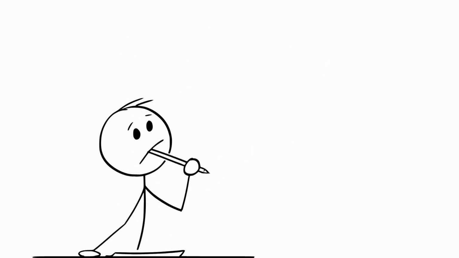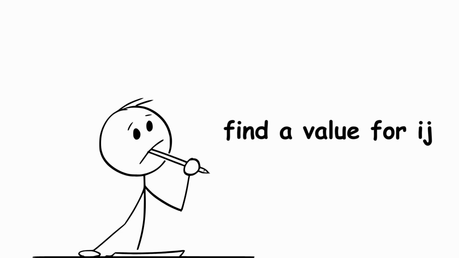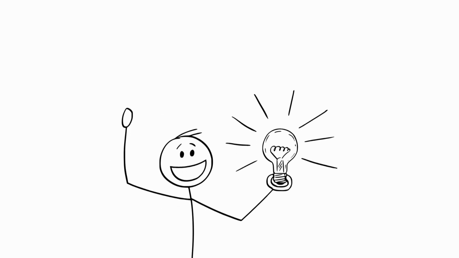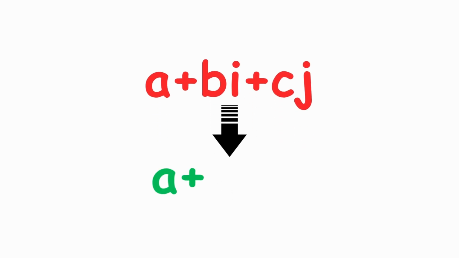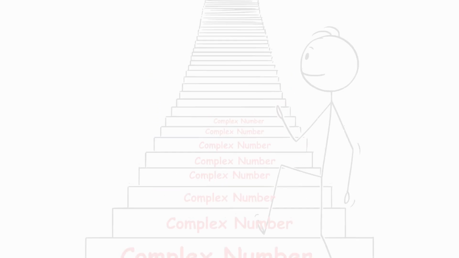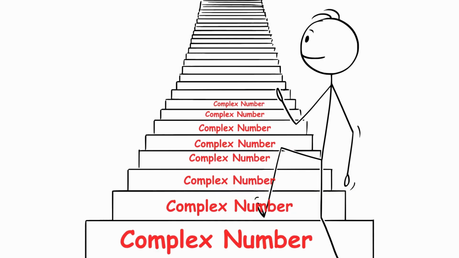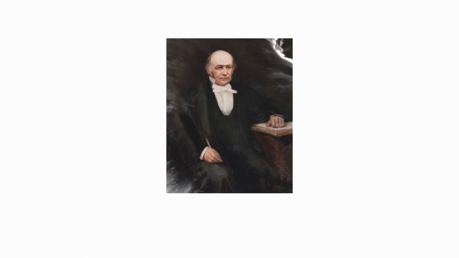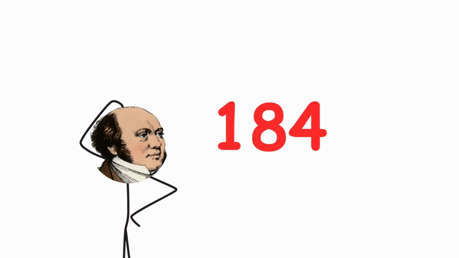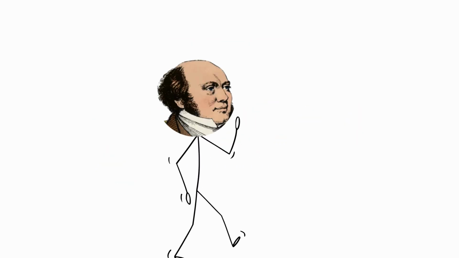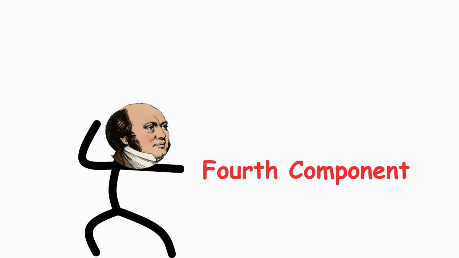In particular, just trying to find a value for ij can lead us to the conclusion that i equals 1, so a plus bi plus cj reduces to a plus b plus cj, which is basically just a complex number with extra steps. This was the problem faced by Irish mathematician William Rowan Hamilton, until he realized the solution in 1843 during a walk. Use a fourth component.